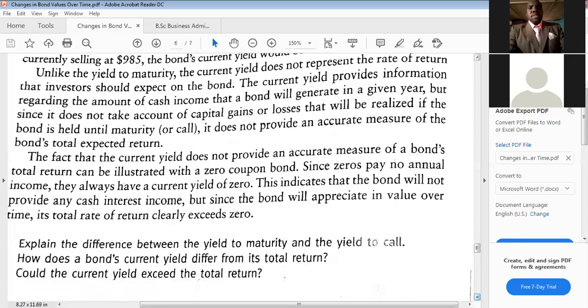The fact that the current yield does not provide an accurate measure of a bond's total return can be illustrated with a zero coupon bond. Since zeros pay no annual income, they always have a current yield of zero. This indicates that the bond will not provide any cash interest income, but since the bond will appreciate in value over time, its total rate of return clearly exceeds zero.